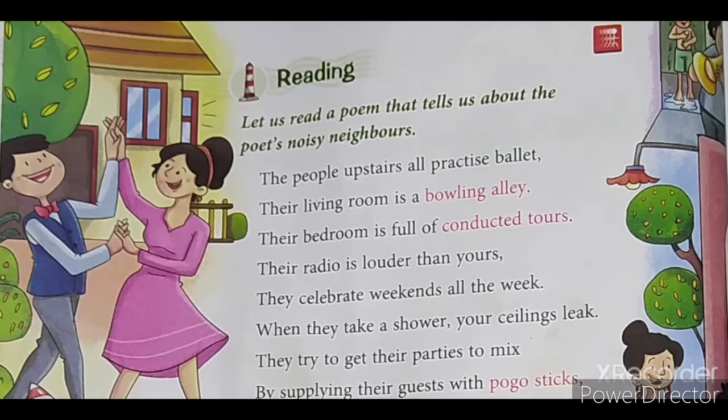Students, the people upstairs all practice ballet. What is meant by ballet? A style of dancing. So, the people are practicing the dance. What is the style of dance? Ballet. Their living room, that means hall. Their living room is a bowling alley. That means a long narrow area of bowling. Later I will show you pictures of bowling alley, ballet, those things and all.